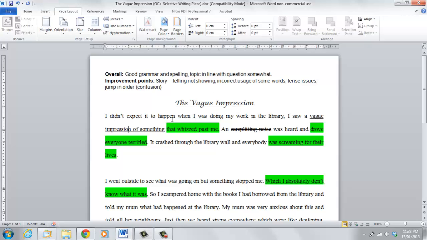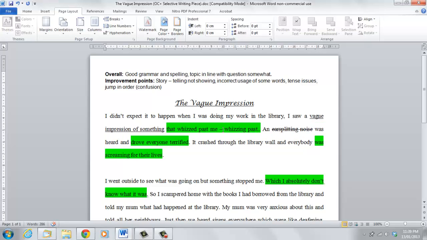So, the vague impression. I didn't expect it to happen when I was doing my work in the library. I saw a vague impression of something. What I liked was "vague impression of something", which was quite good language. Okay, however, "that whizzed past me" doesn't seem to flow quite well. I saw a vague impression of something that whizzed past me. I would change that. So I saw a vague impression of something whizzing past. So we move it into something quite simple. Okay, we simplify the language.